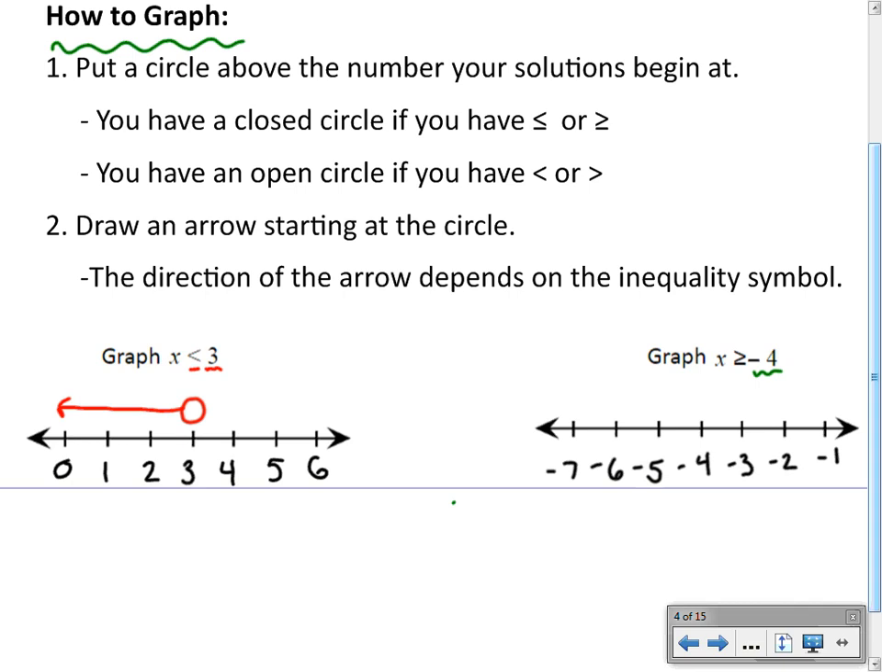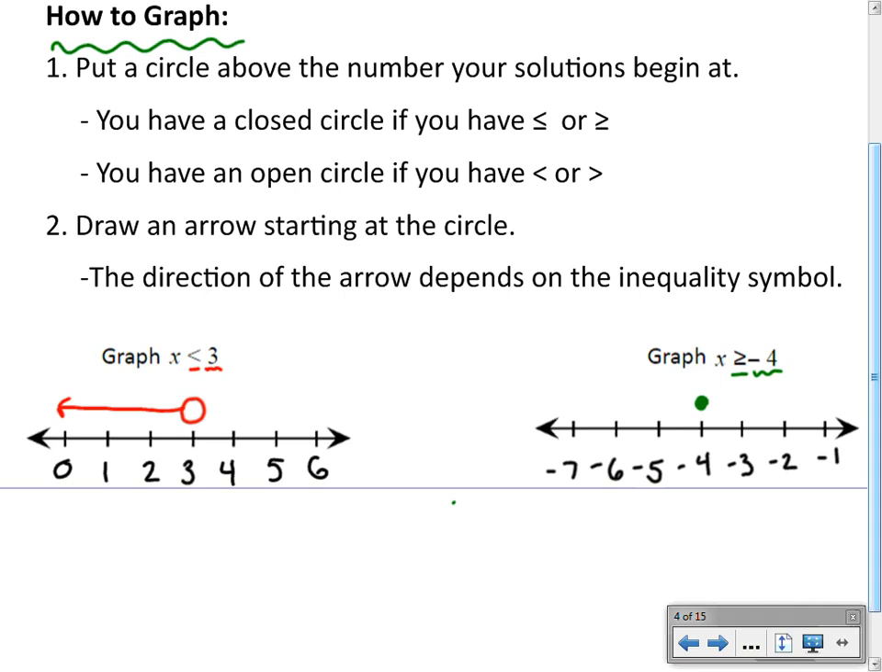So here's my number line. We know we're going to put a circle above -4. We just have to decide if it's going to be closed or open. Since we have a greater than or equal to symbol right here, that means we're going to use a closed circle. So we're going to put a closed circle above -4. So we're just going to fill it in.